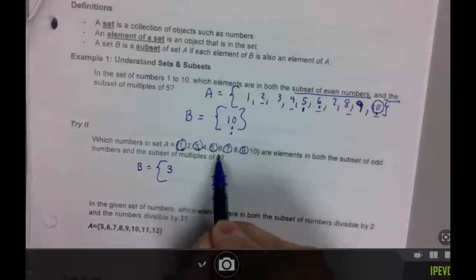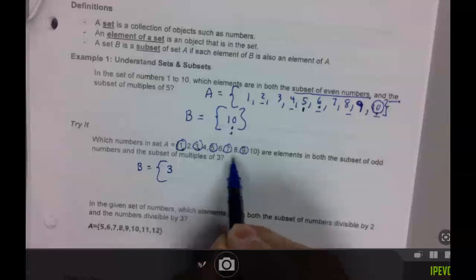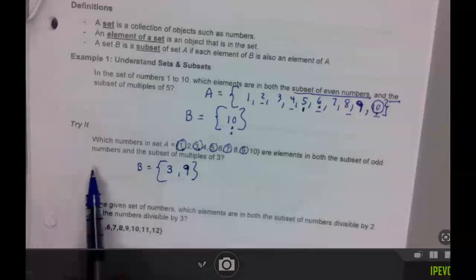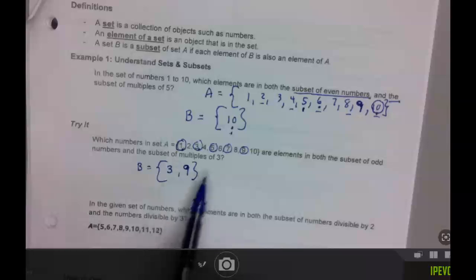What's the next multiple of 3? Does 3 go into 5? Nope. Does 3 go into 7? No. Does 3 go into 9? Yes. So your only two numbers that are both odd and multiples of 3 are 3 and 9. Does that make sense? Okay?